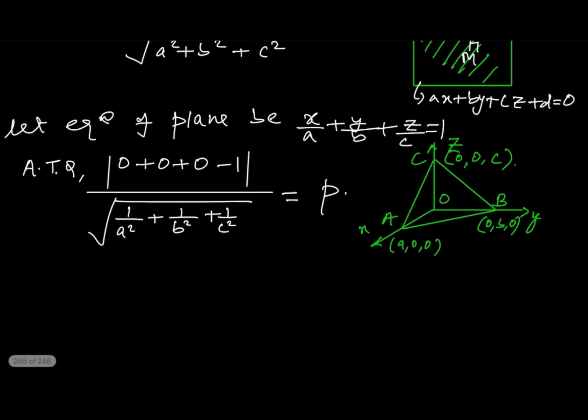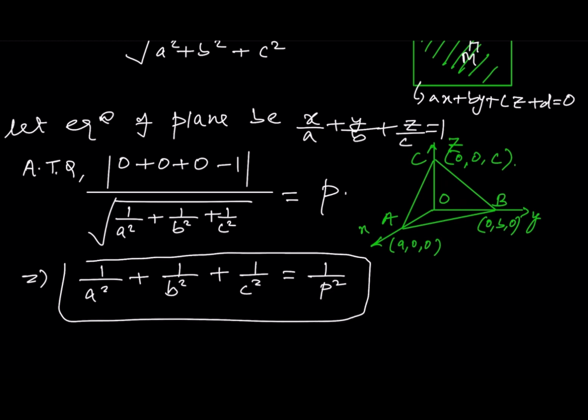as the coefficients of x, y and z are 1 upon a, 1 upon b and 1 upon c. So by squaring both sides, it will be 1 upon a square plus 1 upon b square plus 1 upon c square is equal to 1 upon p square. Okay, this is the one relation.